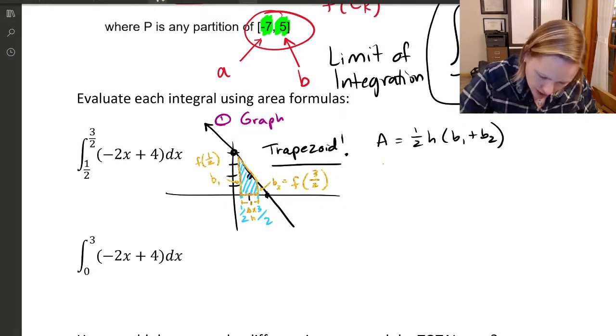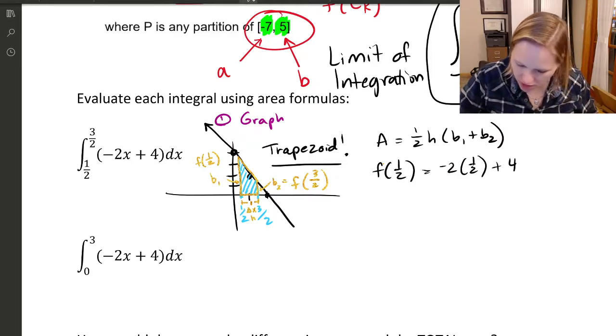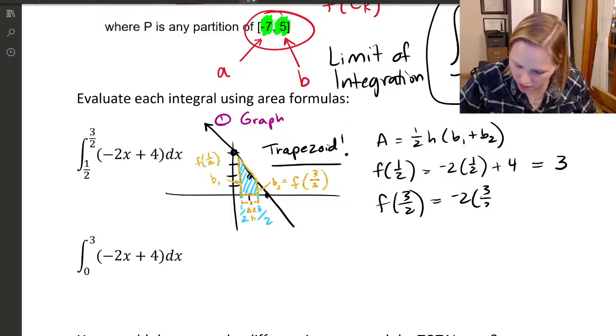F of 1/2 equals -2 times 1/2 plus 4. It's going to be -1 plus 4, that's going to be 3. F of 3/2 is -2 times 3/2 plus 4. So that's going to be -3 plus 4, that's going to be 1.